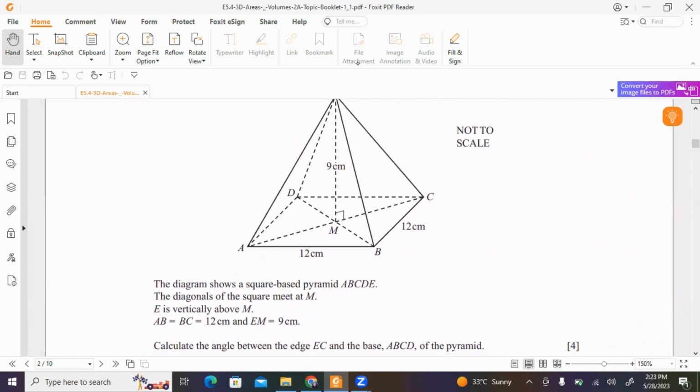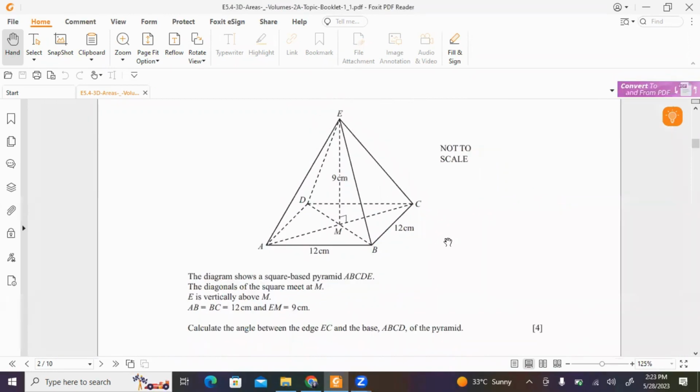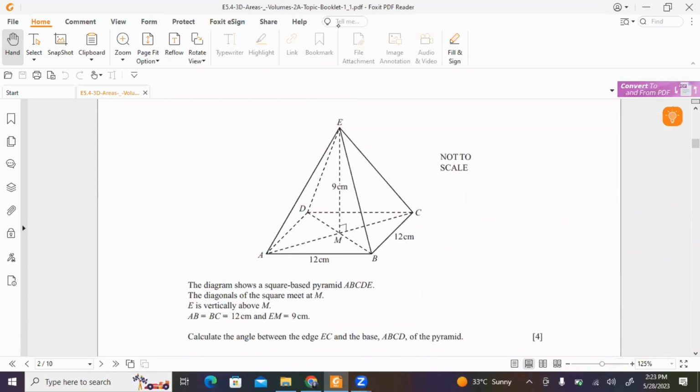So the edge EC and the base, and that would be this one. What we can do is, we know that it's a square base. That means each angle is a right angle over here. So keeping that in mind, we can apply Pythagoras to find AC.